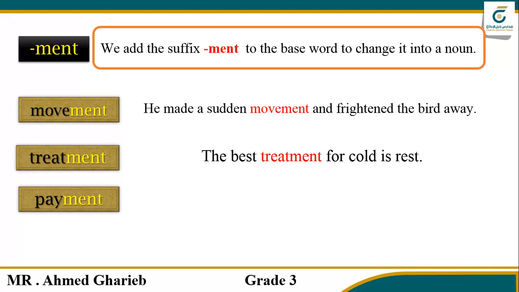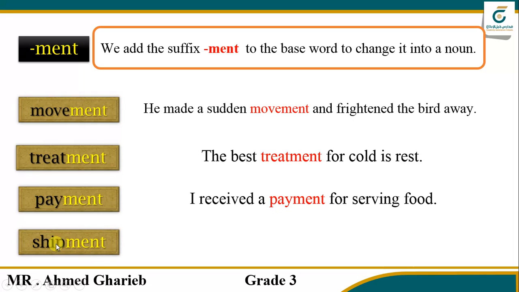Payment. Pay is a verb. When we add ment, it changes it into a noun. So if you do a job, you get money for it. The money you get for doing a job or a task is called payment. I received a payment for serving food. Okay?